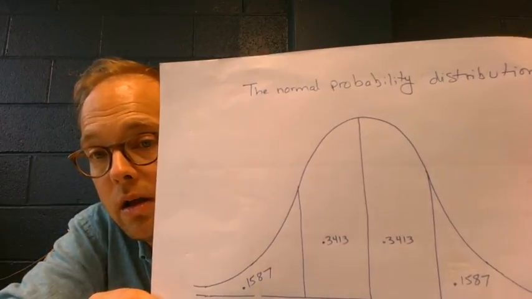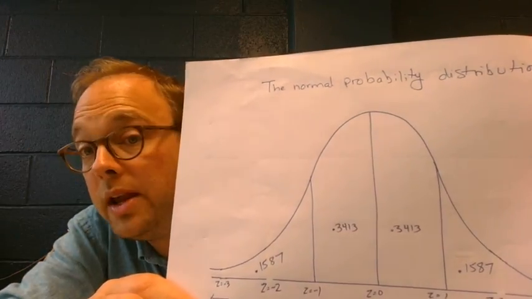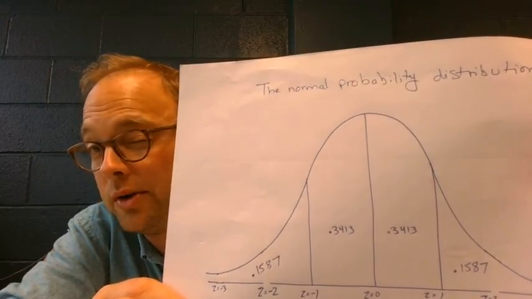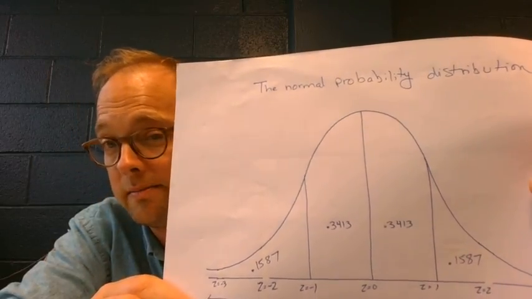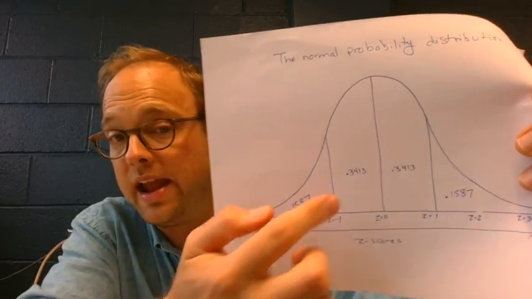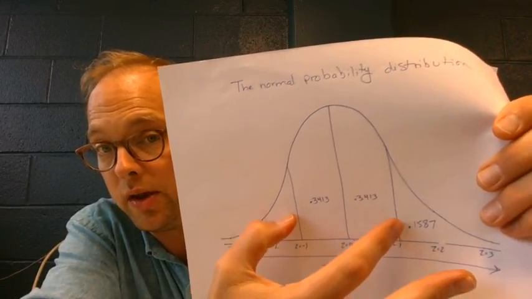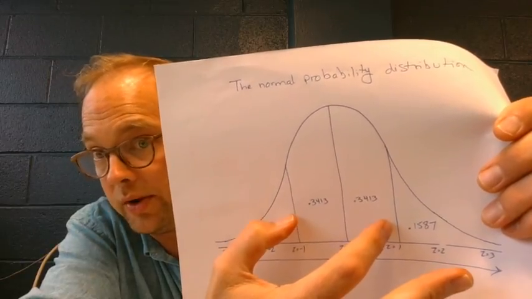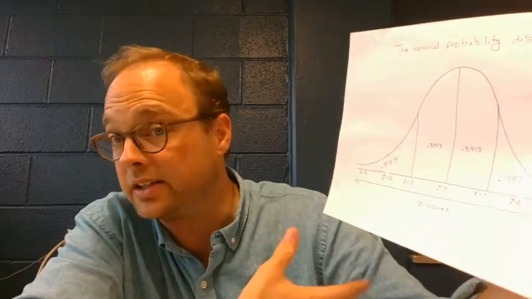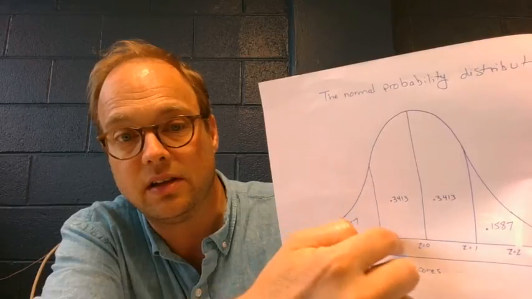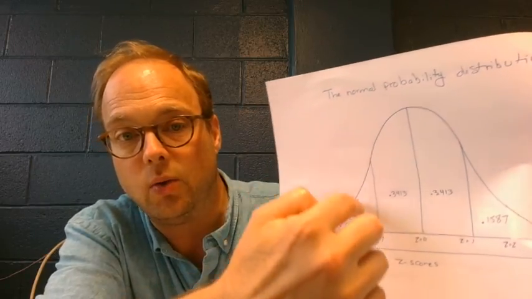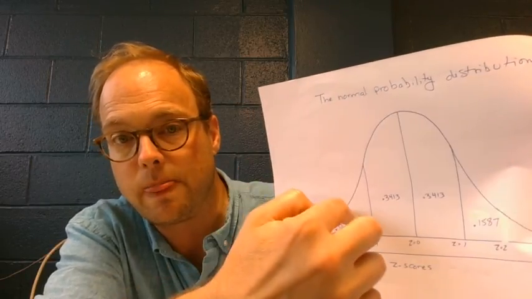Move the decimal point 2 places to the right. So a proportion of 0.3413 would translate into a percentage of 34.13%, right? Also, the area between a z of 1 and a z of -1 would be 0.3413 plus 0.3413, or 0.6826, for example. So this piece all together would be 0.6826.